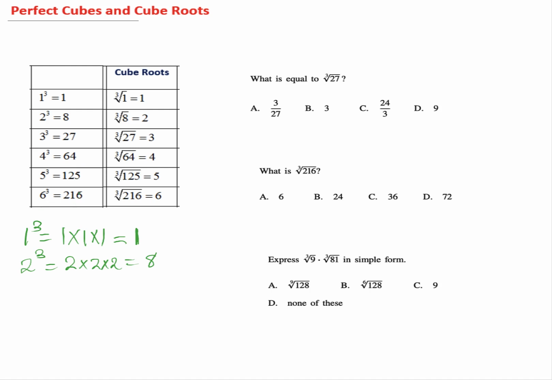On the GED exam, they say that students should memorize the cubes all the way to 6. You only need to go to 6, that's it. Because remember, you cannot use a calculator.